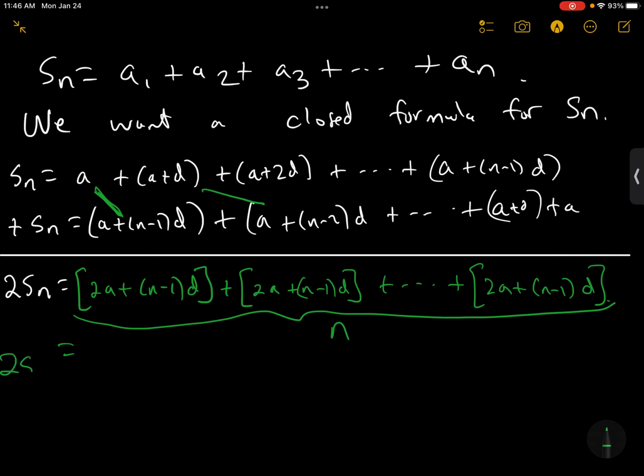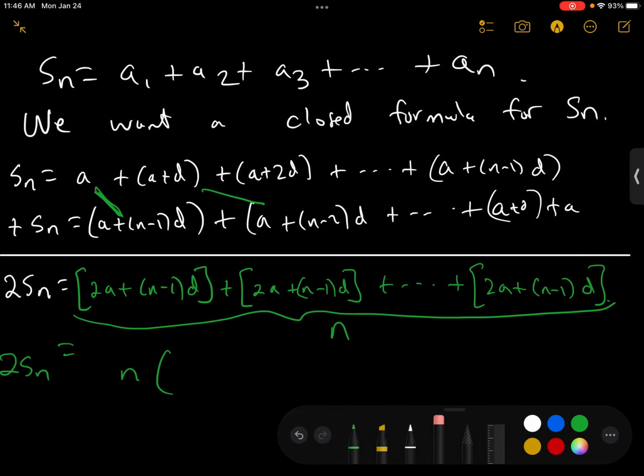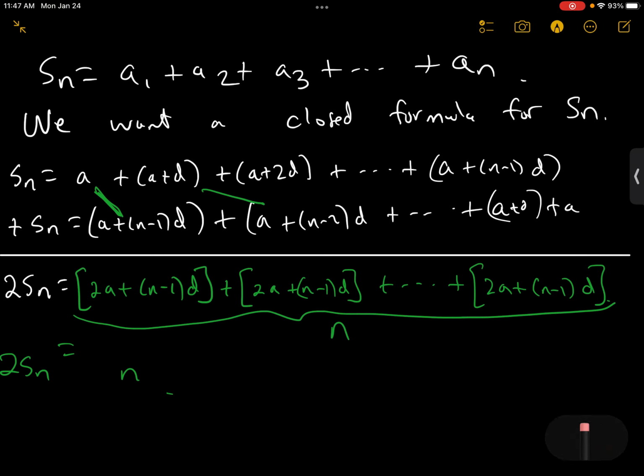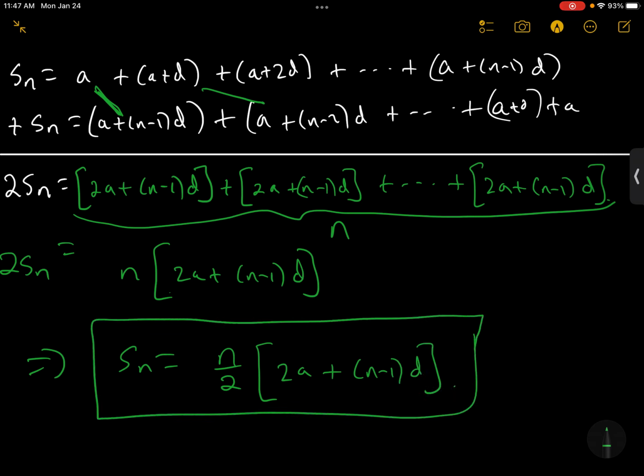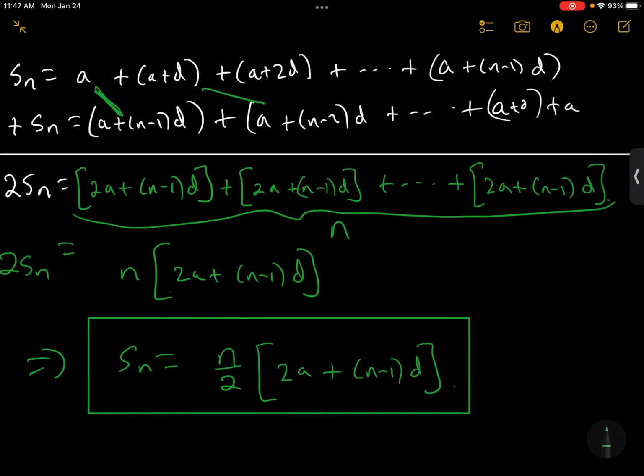So we get this equation, 2Sn is equal to n times 2A plus n minus 1 times d. We just went from addition to multiplication, and now solving for Sn, we get n over 2 times 2A plus n minus 1 times d. And this is how you add up the first n terms of an arithmetic progression.